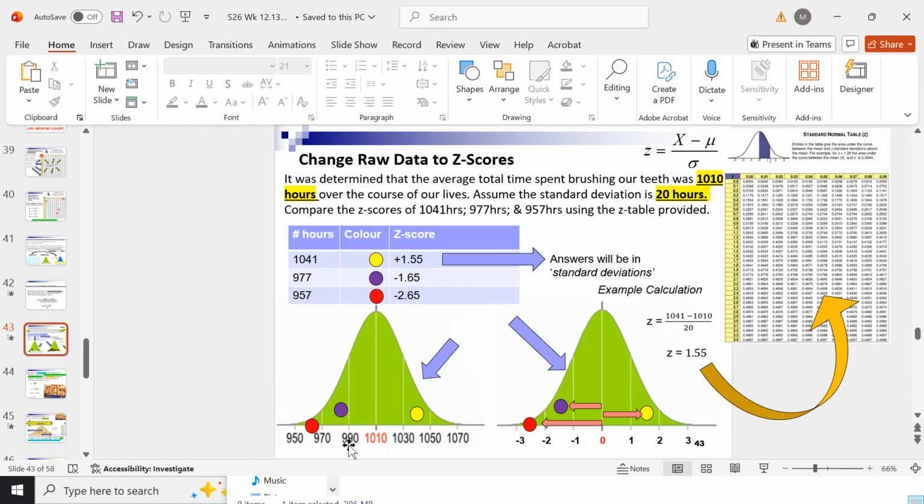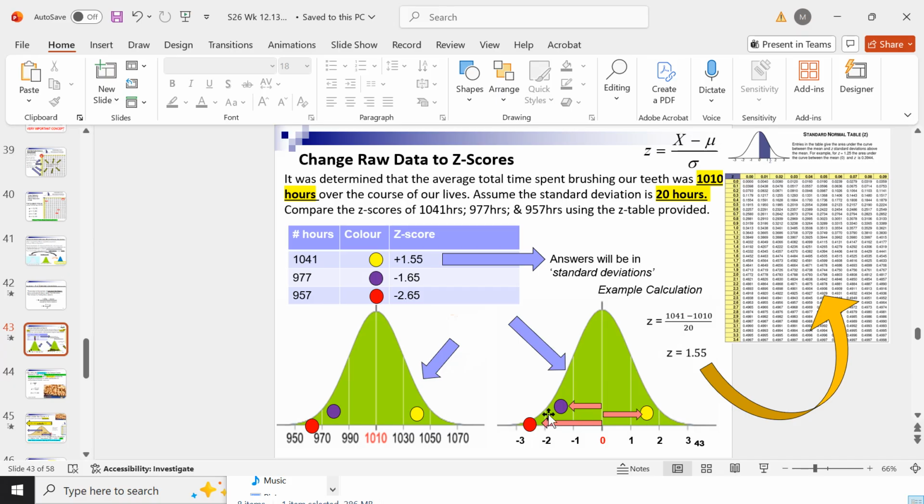977, blue. 977, somewhere in here, right? There you go. Let's just move it right there. 977. And then we've got 957, which is in here somewhere. So you see, that's where these dots are on our graph that we just did this study on, you know, how long people brush their teeth for.